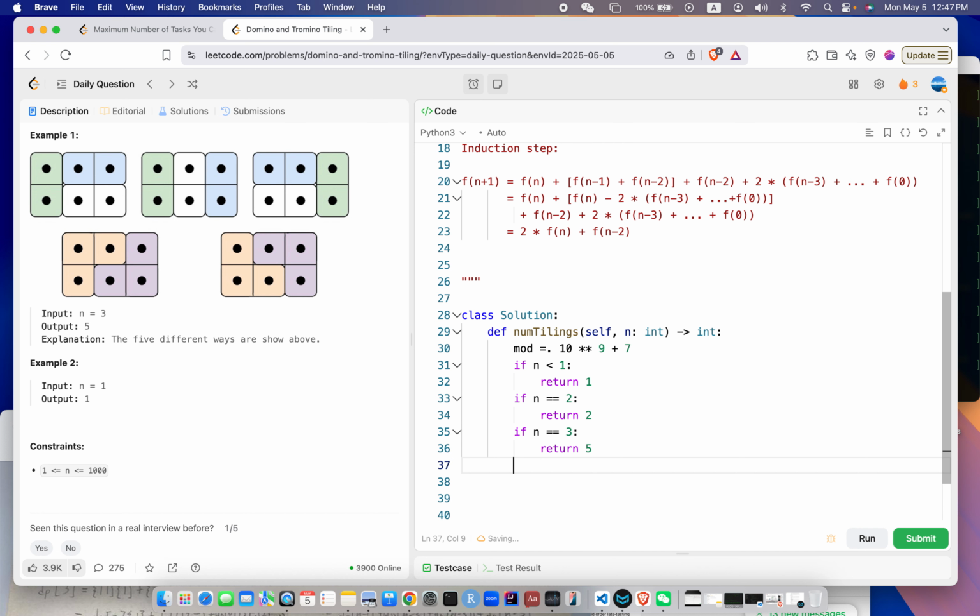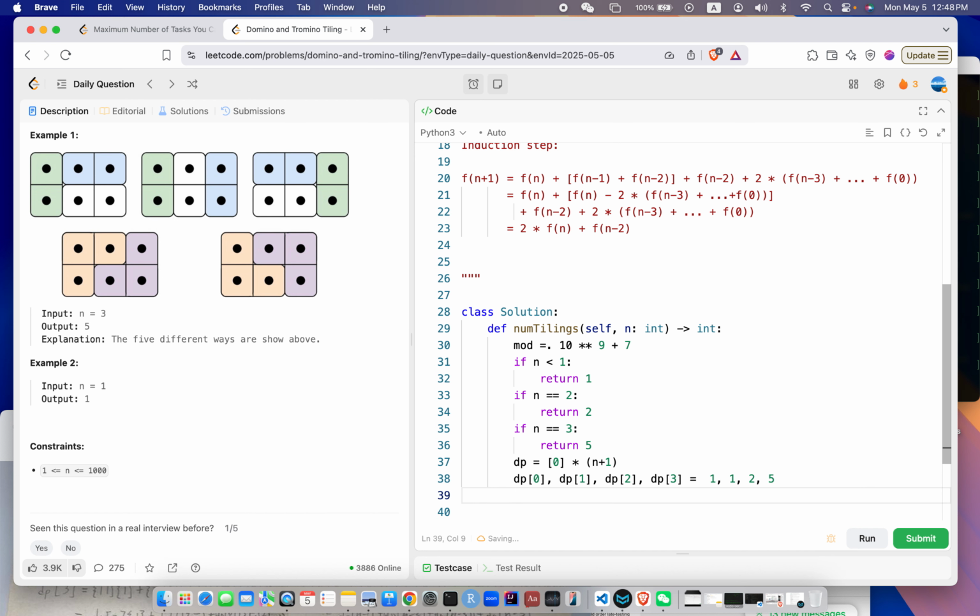So now let's look at the generic case. Here I'm going to use dp of size n plus 1. So dp[i] will be the return for the integer i. But here, if I initialize like this, I'm using O(n) space, but it's very straightforward to make it O(1) space, right? So we set dp[0], dp[1], dp[2], and dp[3] to be 1, 1, 2, 5. And then we're going to iterate, right? So for i in range, 4 up to n plus 1.